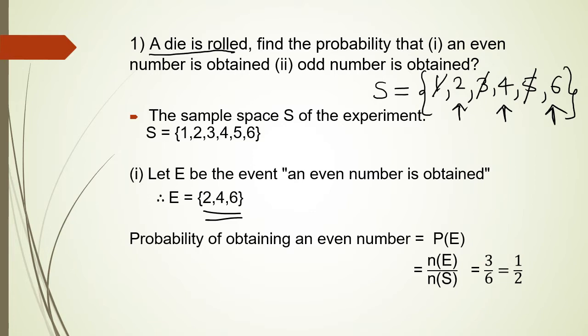So the probability of obtaining an even number, by the formula, is the number of favorable outcomes divided by the total possible outcomes. Favorable outcomes: n(E) is 3, and for the sample space, n(S) is 6. So this is 3 by 6, and reducing it by 3 we get the answer as 1 by 2. So the probability of obtaining an even number is 1 by 2.